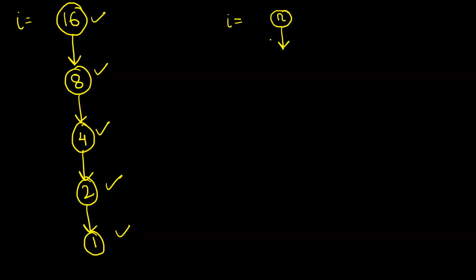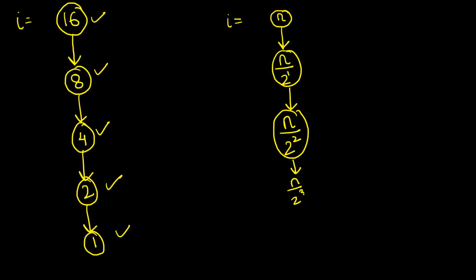Then what will become the value of I? N by 2 raised to 1. N by 2 ho jayega, the loop will run again. Then the value of I will become n by 2 raised to 2. Again, you are dividing by 2, right? So it will go like this, right? Now, again, in the next iteration, the value of I will go to n by 2 raised to 3.